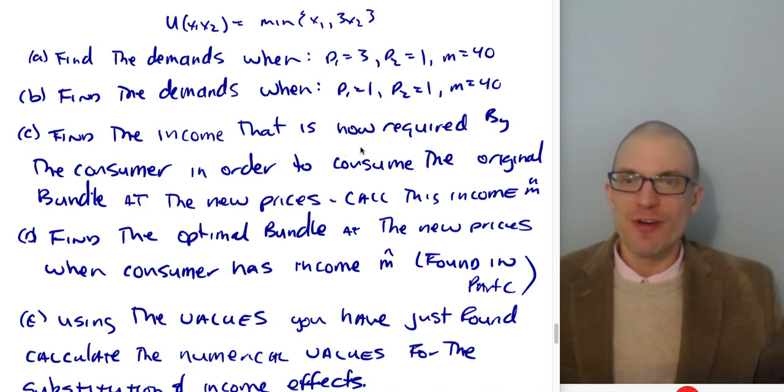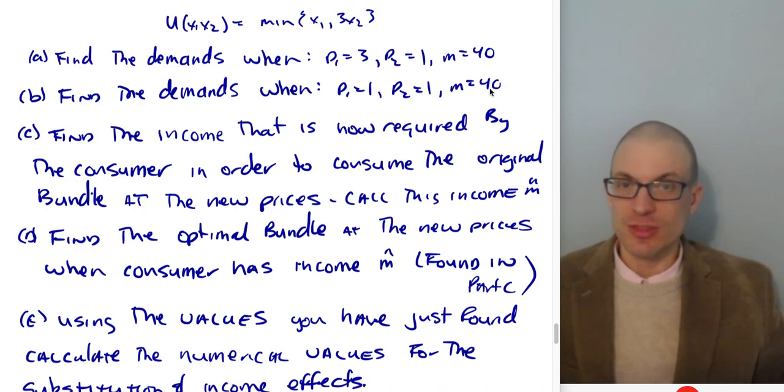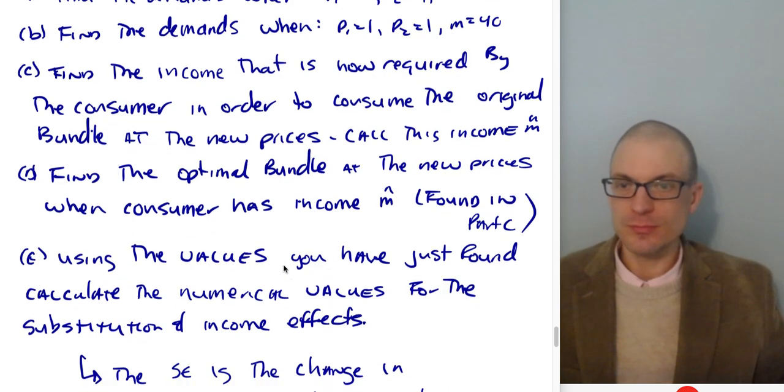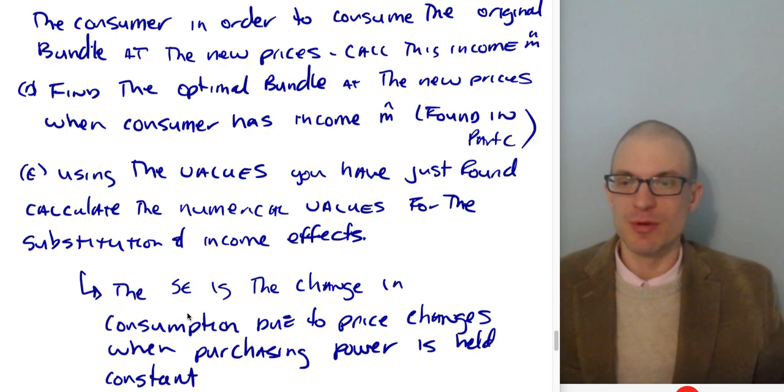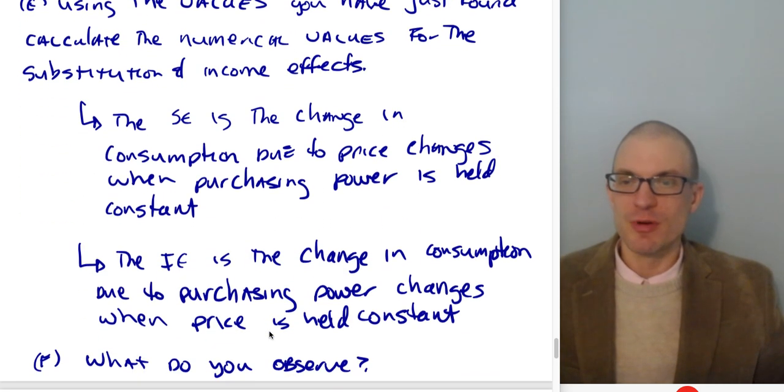Now find the income that is required by the consumer in order to consume the original bundle, what I consumed in part A, at the prices of part B. That's what part C is asking us to do. Call this income M hat. Now find the optimal bundle at the new prices. When the consumer has the income that we found here, what would they buy at the new prices? Using the values you just found, calculate the numerical values for the substitution and income effects. Substitution effect, again, is the change in consumption due to the price changes when purchasing power is held constant. The income effect is the change in consumption due to purchasing power changes when the price is held constant.